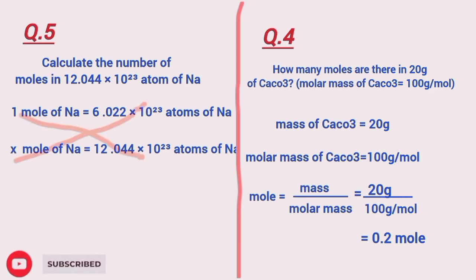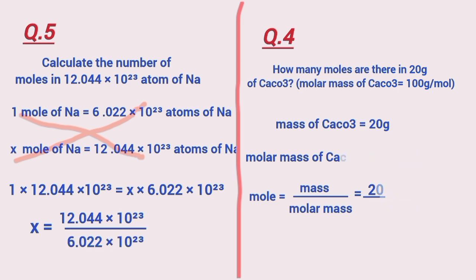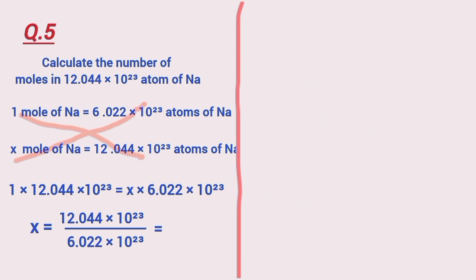Now we cross multiply. This would be 1 times 12.044 times 10 raised to 23 equal to x times 6.022 times 10 raised to 23. Making x subject of the formula, we have x is equal to 12.044 times 10 raised to 23 over 6.022 times 10 raised to 23. Dividing this, we have x equal to 2 moles. So there are 2 moles of sodium in 12.044 times 10 raised to 23 atoms of sodium.